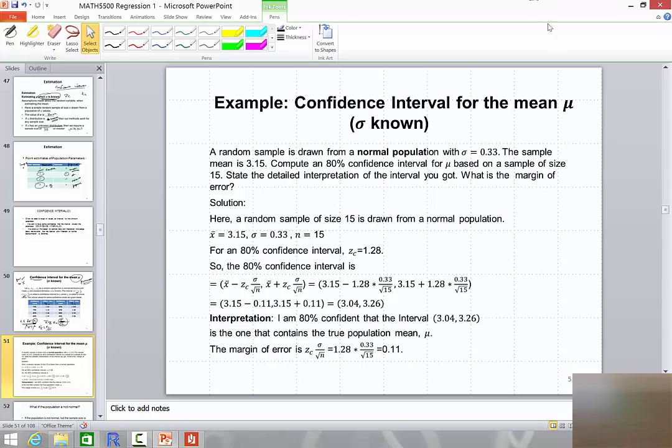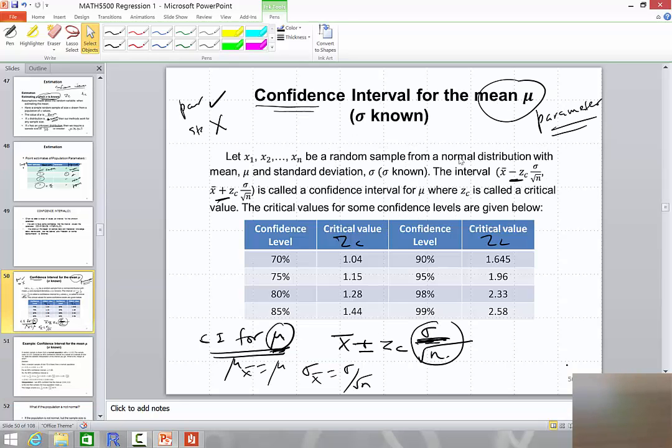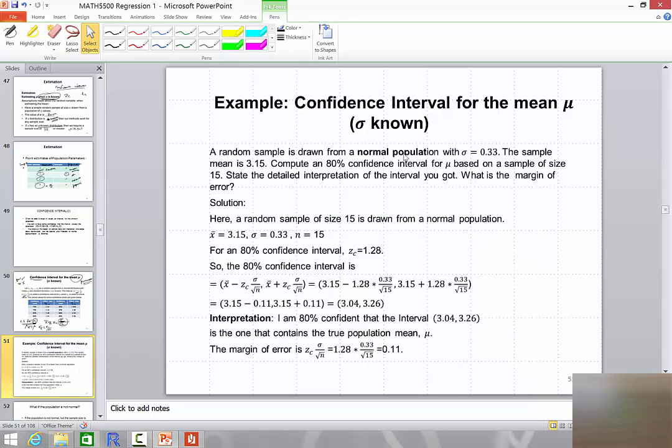All right, I have one example for you here. A random sample is drawn from a normal population. Even in the previous slide we discussed the population is normal, and here also we are told the population is normal. That's good. You need to have a normal population, or you need to have a bigger sample size, bigger than 30. We have a normal population, good, that is the requirement.